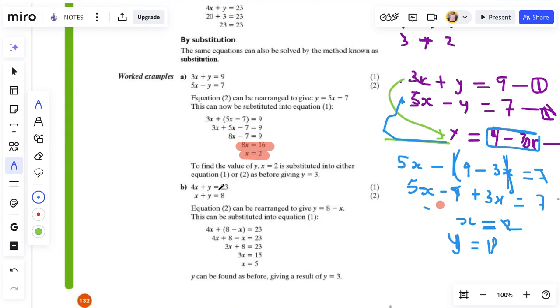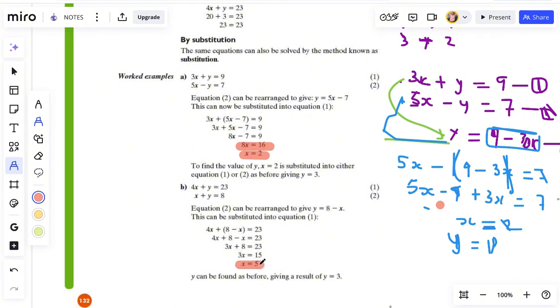So you get 3x plus 8 equal to 23. So you say 3x equal to 23 minus 8, which is 15. Divide both sides by 3, you get x equal to 5. You get this one, x equal to 5.